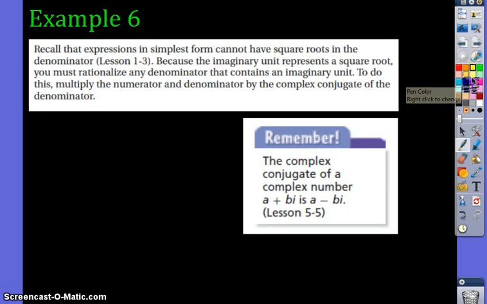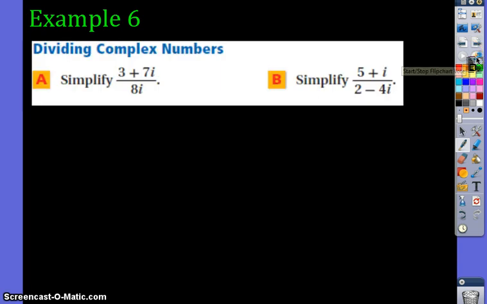And then last example for today, remember that we can't have square roots in our denominator, and so we need to rationalize the denominator when we wind up with square roots in them. That's something we learned earlier in this year. And since i represents the square root of negative 1, we can't have i in our denominator. And you'll learn earlier in our chapter here in lesson 5.5 that to get rid of that, we would need to use the complex conjugate. So we're going to see that whenever we divide by complex numbers.